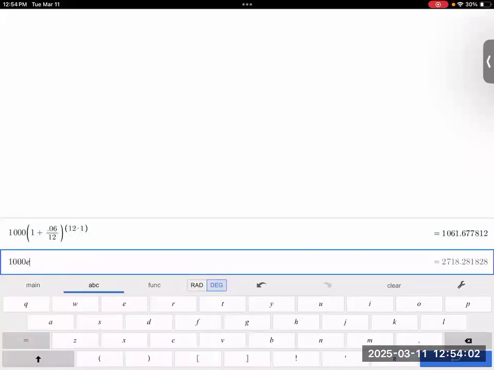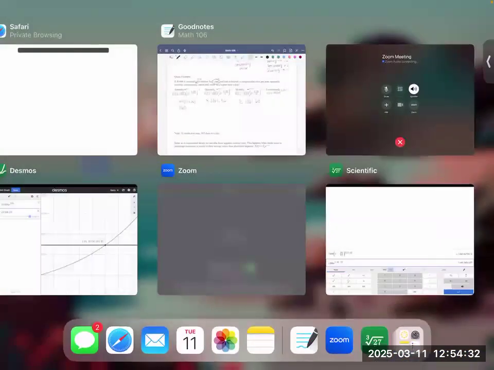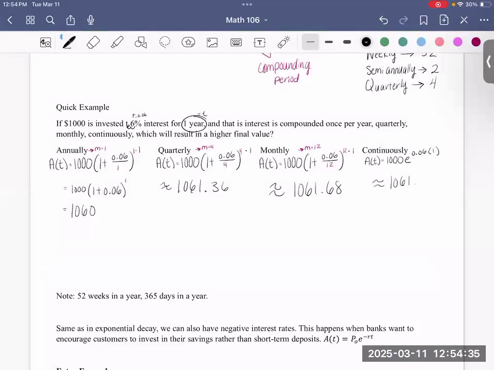$1,000 e to the 0.06 times 1. So we have, oh, a lot bigger. There we go. 1,061 and 84 cents. So overall, which investment is the best investment? Well, that would be your continuous.